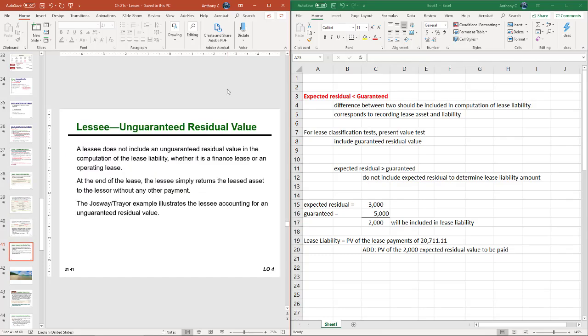The final thing we're going to go over is that if you have an unguaranteed residual value, it will not be included in the computation of the lease liability. The slides from here on out I'm not going to cover with you, so you don't need to know those. We'll just end the chapter here.